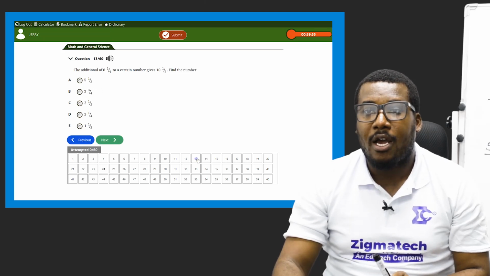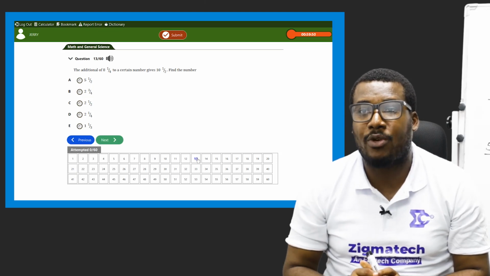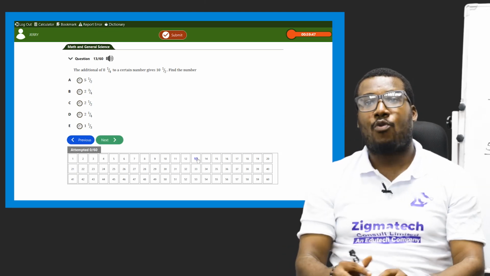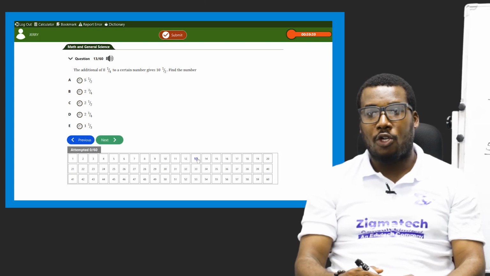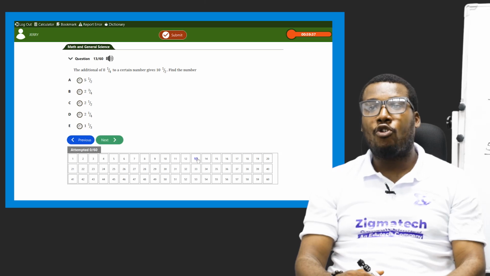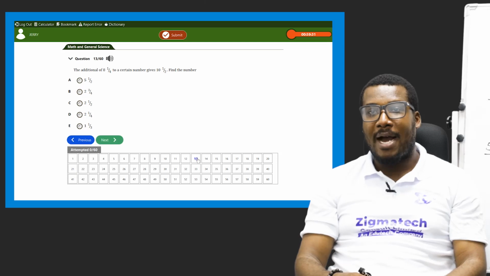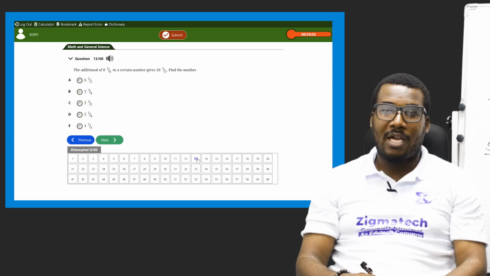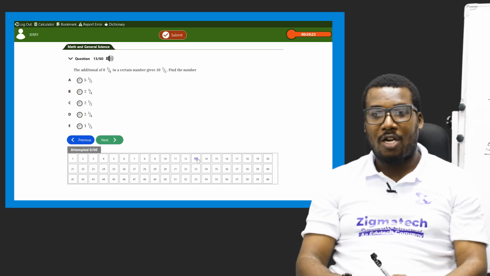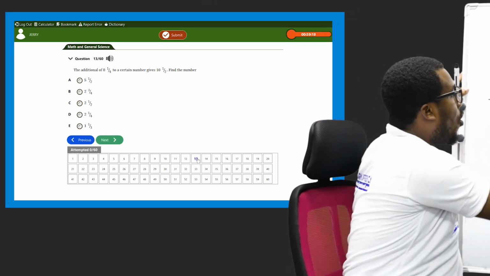Now, if we go to our 2021 past question, number 13 there, we have a question that says the addition of 8 whole number 1 over 4 to a certain number gives 10 whole number 1 over 2. Find the number. So they're asking us to find an unknown number that can add with 8 1/4 to get 10 and a half, 10 whole number 1 over 2. So let's work out that problem now together and see what that number is.